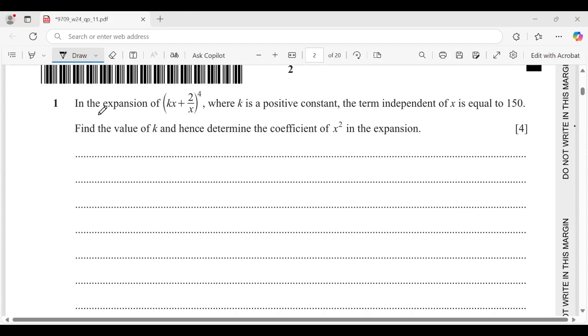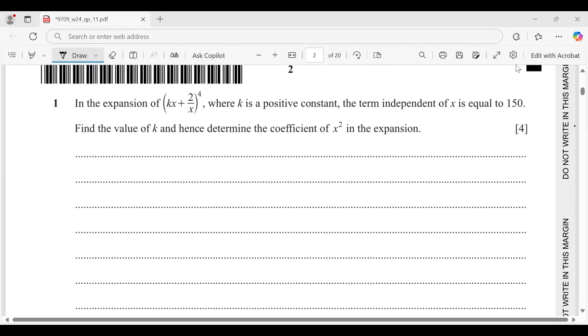Number 1. In the expansion of (kx + 2/x)^4, where k is a positive constant, the term independent of x is equal to 150. Find the value of k and hence determine the coefficient of x squared in the expansion.